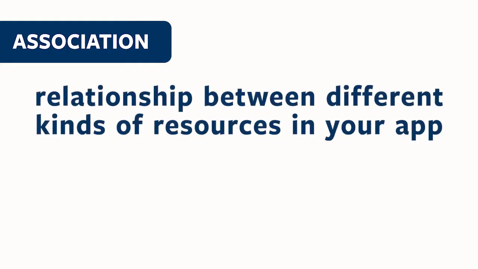Now that you've gotten a basic SaaS app off the ground, so to speak, it's time to dive into some of the more sophisticated mechanisms to support more complicated apps. In this module, we're going to talk about a handful of such mechanisms, but probably the most prominent is associations. An association is a relationship between different kinds of resources in your app.